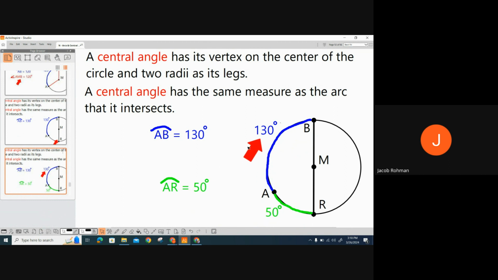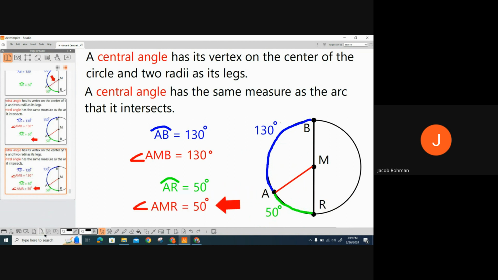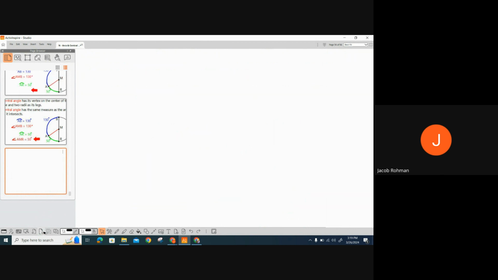Okay. So now if we wanted to create a central angle to intersect one of those arcs, then we would draw a radius from M to A. And I did that in red here. So angle AMB is 130 degrees because it's the same as the arc that it intersects. And then angle AMR is going to be equal to 50 degrees because it's equal to the arc that it intersects. So let's go ahead and take a look at that. So 50 degrees. And that concludes our video lesson.